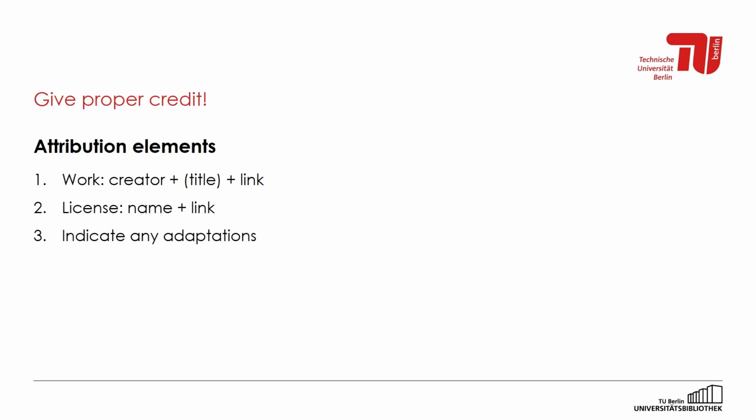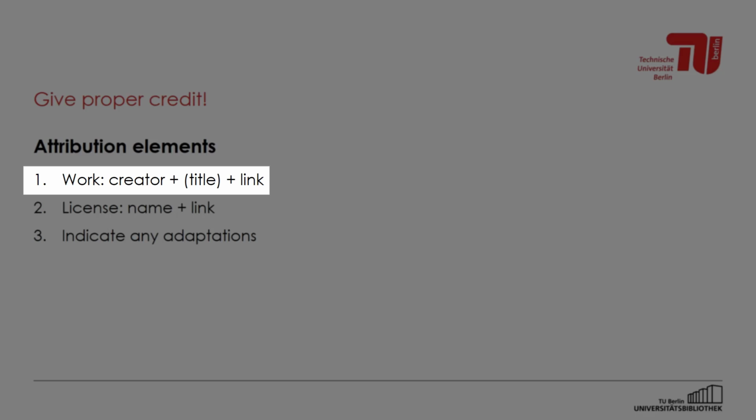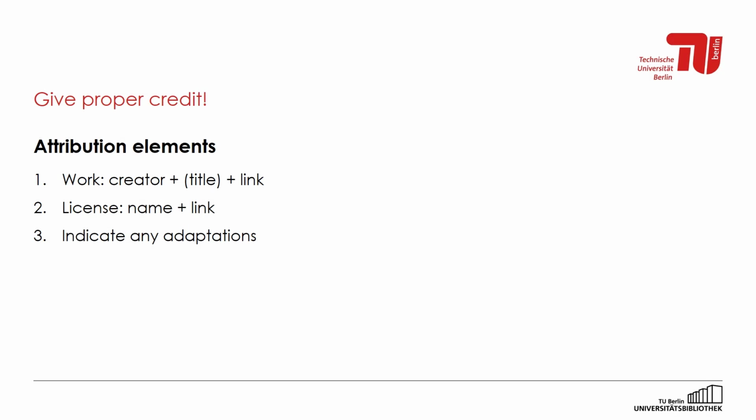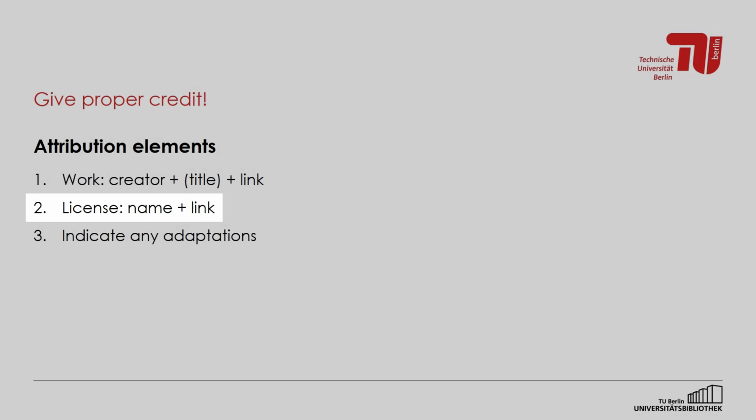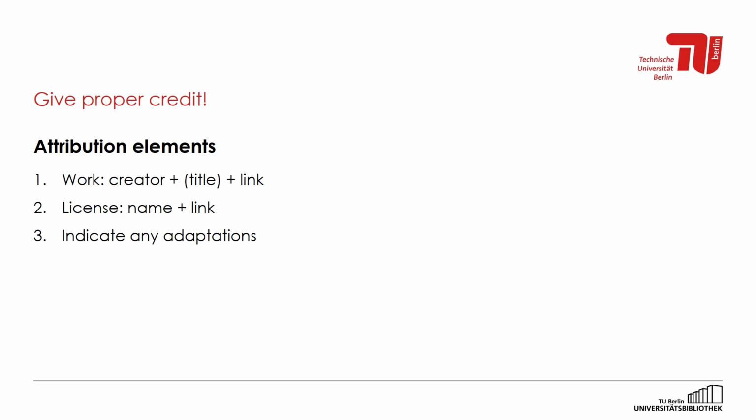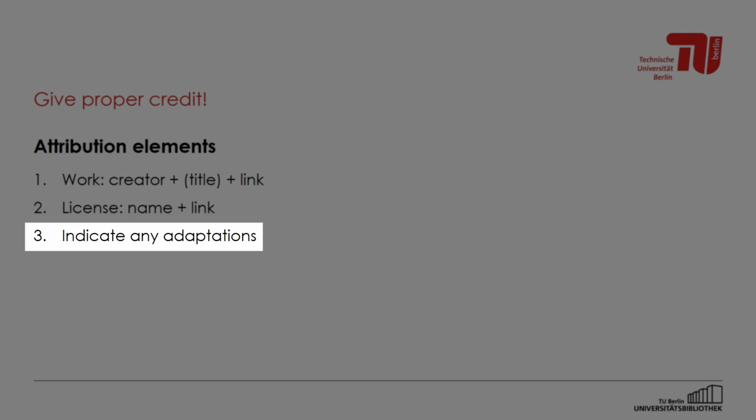For correct attribution or credit, you need to include several elements. First of all, the creator's name, as specified in the source. If available, include the title and link to the source. Furthermore, you have to name and link to the original license. And if applicable, please indicate in what way you have adapted the work. For instance, if you have cropped a photo, changed colors, or included new elements.